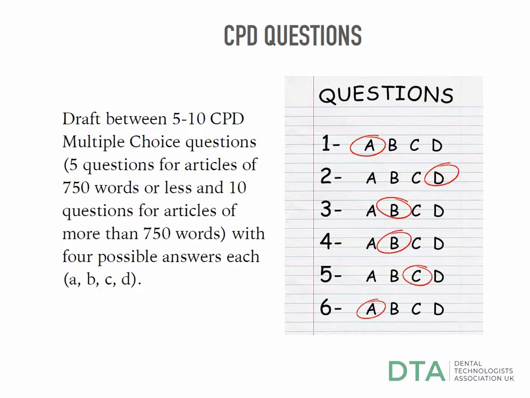In relation to CPD questions, draft between 5 to 10 CPD questions. These should be multiple choice questions. 5 questions for articles of 750 words or less, and 10 questions for articles of more than 750 words. Always give 4 possible answers, e.g. A, B, C, and D. Again, if there's any problems with these, we can help you always through the process.